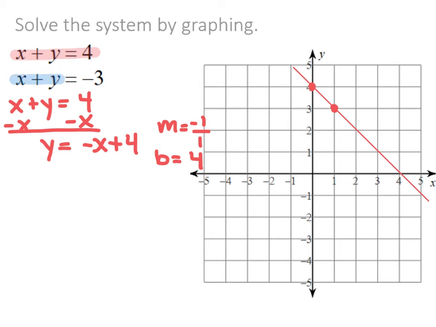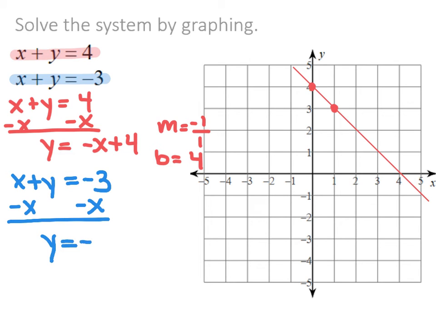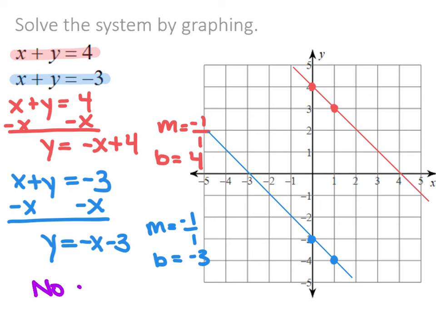Then for the other equation, we're going to solve to get y by itself again. So in order to do so, I would subtract x from both sides. So y equals negative x minus 3. So the slope is negative 1 over 1. The y-intercept is negative 3. So I can plot my y-intercept, use the slope to graph another point, and then draw in the line. Now, since the two lines are parallel and never intersect, this is what we would call no solution.